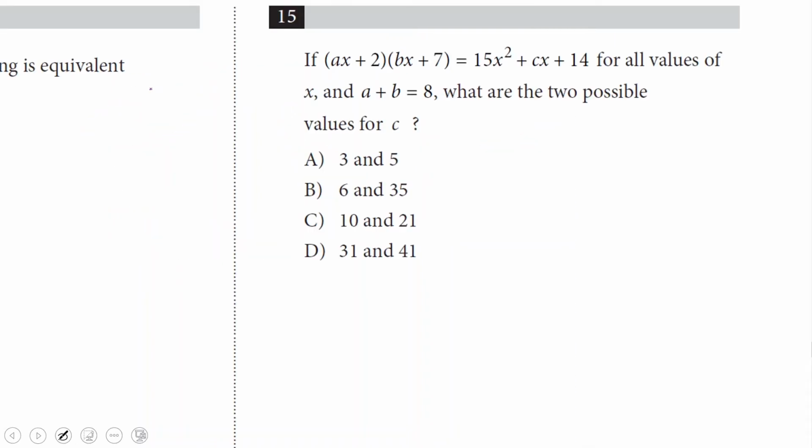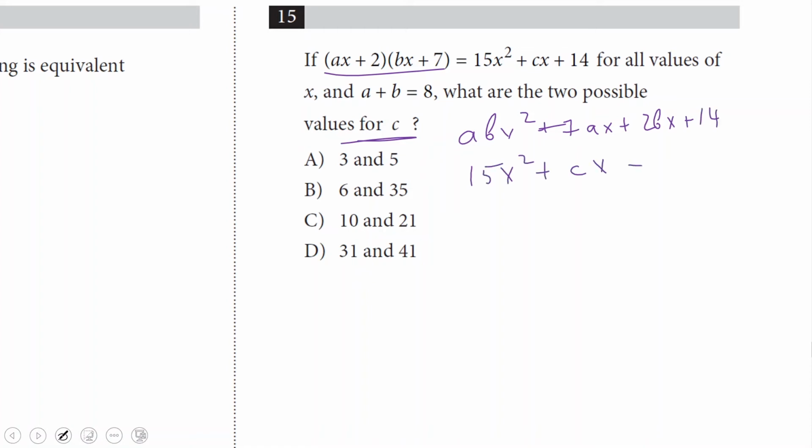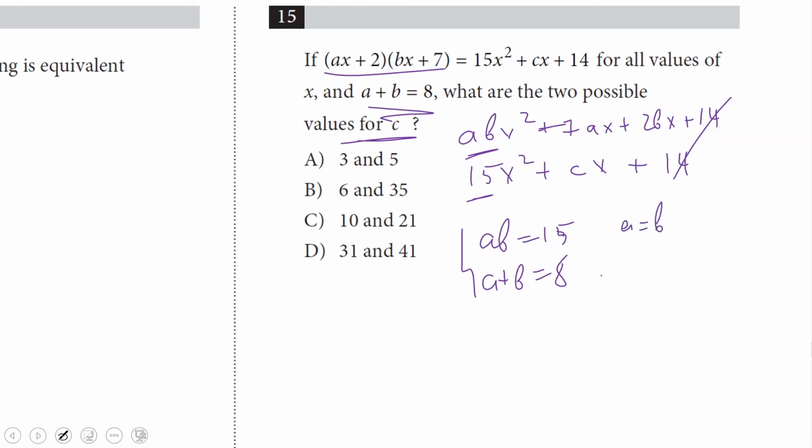Next, if ax, okay, for all the values, what are the two possible values for c? Let's expand this bad boy. So we got abx squared plus 7ax plus 2bx plus 14. Now this guy is supposed to be equal to 15x squared plus cx plus 14, so these guys get cancelled. We know here that ab is equal to 15. We are also given that a plus b is equal to 8. So let's solve it. So here, a is equal to 5 and b is equal to 3. That works. And guys, do not forget vice versa is also true.